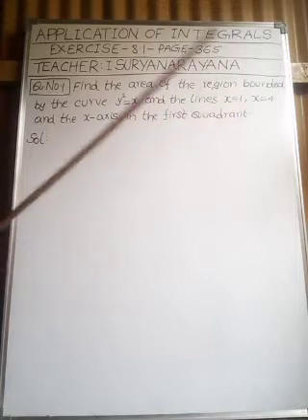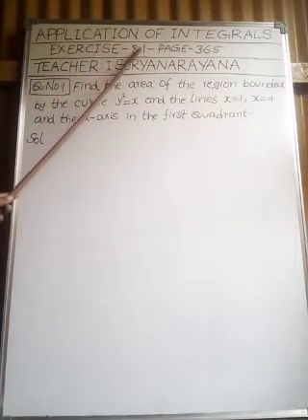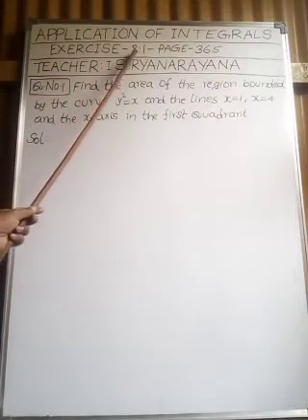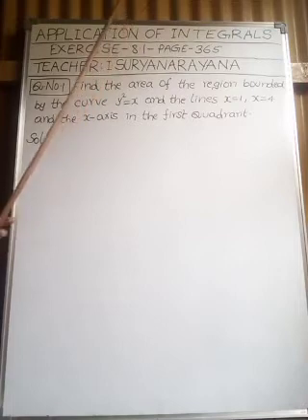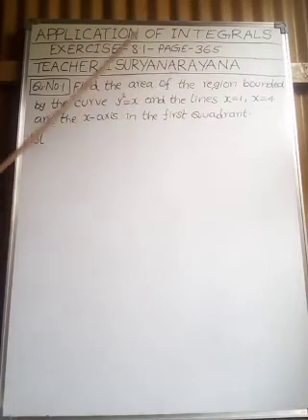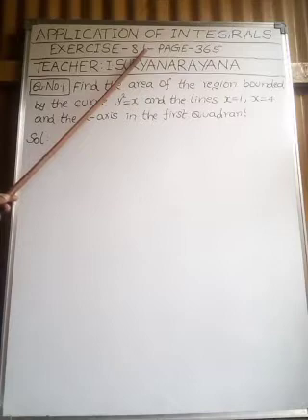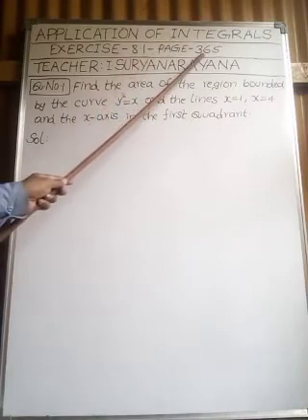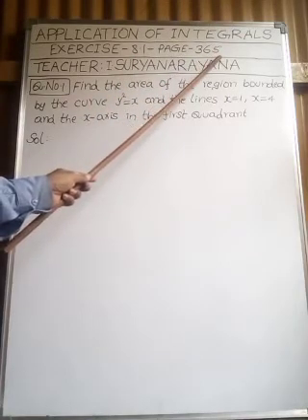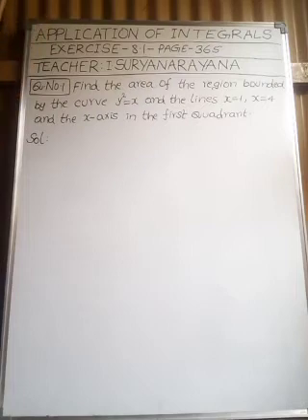The concepts of exercise 8.1 were finished. Okay, my children, they were completed. Now come to the sums in exercise 8.1, page number 365 in the textbook. Okay, my dear children, by using the concepts and the previous knowledge, we find the area of the region bounded. See question number 1.